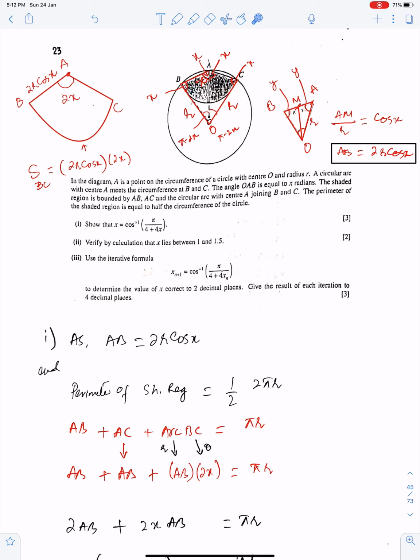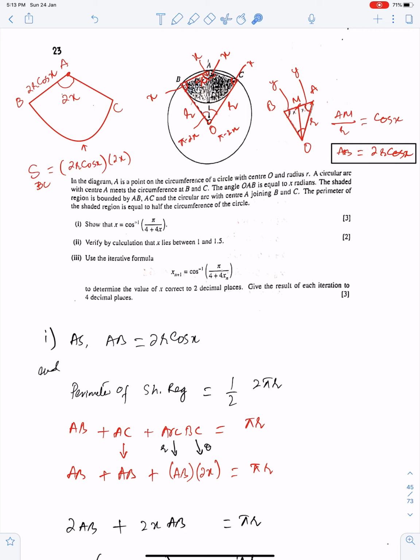Now, in order to get the perimeter, we must have this length AB, then AC, and this arc BC. This is the perimeter of this shaded region. You can get the length of AB by considering this triangle here. First, we will find AM. In this triangle, this angle is x and this length is r. So by using cos theta in this triangle, we have AM upon r equals cos x. So AB is twice AM, so it should be 2r cos x.